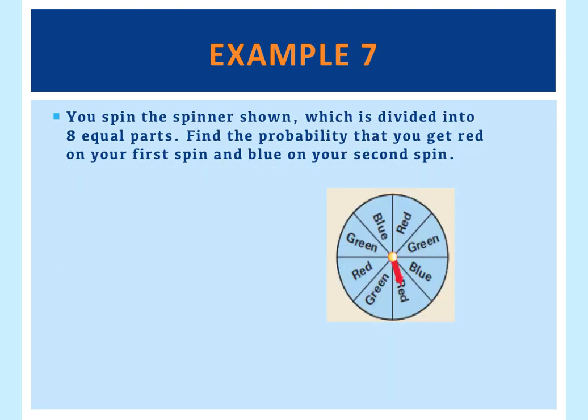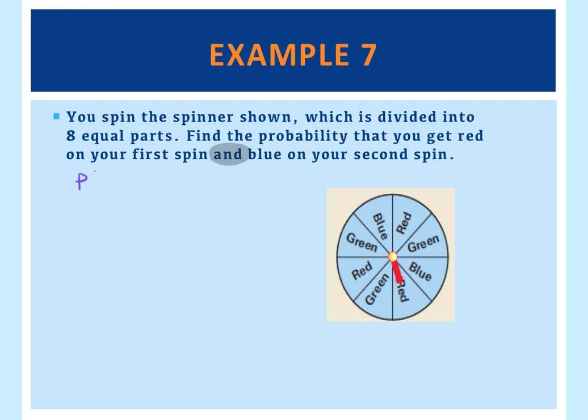Example 7, you spin the spinner shown, which is divided into 8 equal parts. Find the probability that you get a red on your first spin and a blue on your second spin. So this is not like a digital spinner in which you can remove what you landed on the first time. This is a true spinner, like a game piece. And so you spin the first time and you spin the second time, you're spinning the same spinner. So this is independent. It's an and statement, so that's why I know to check for independent or dependent.